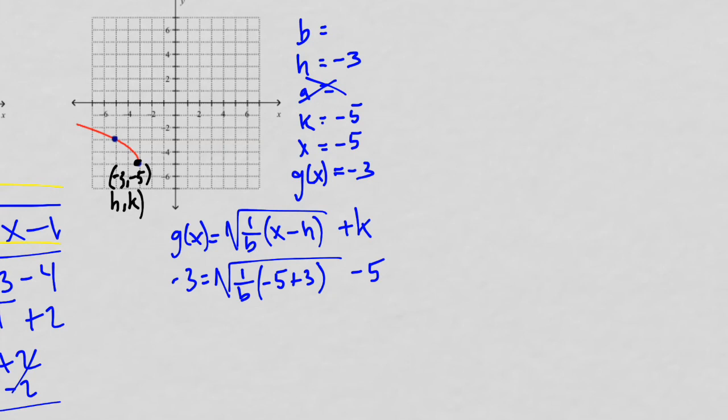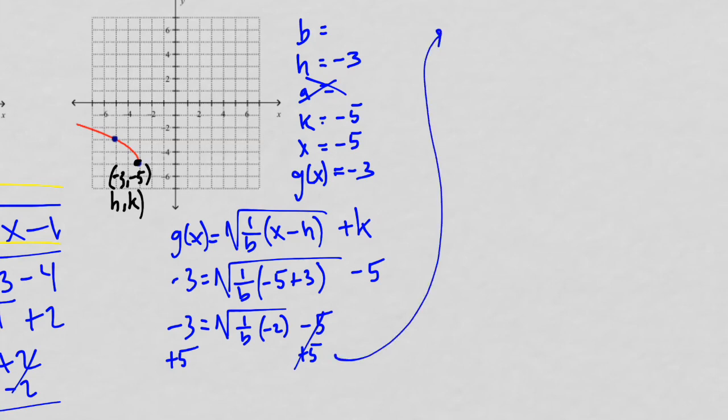We're going to simplify this as much as we can. Negative 3 equals the square root of 1 over b. Negative 5 plus 3 is negative 2. Minus 5. Like that. And now we're going to solve it by adding 5 to both sides. I'm going to keep going over here. The negative 3 plus 5 is 2 equals the square root of 1 over b times negative 2. That's just negative 2 over b. Right? Remember how we were doing that? This is just negative 2 over 1, so it's just negative 2 over b.